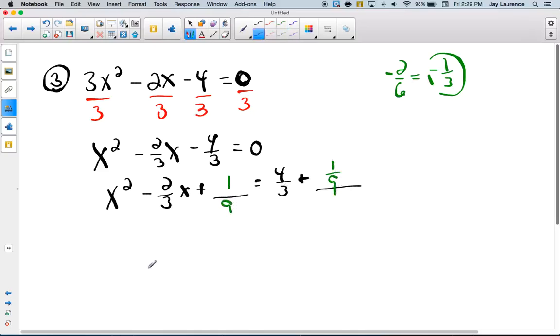Okay, left-hand side is ready to factor, so I'm going to get x minus, I know it's negative because b is negative, and then 1/3, right? And again, it matches the -1/3 and the -1/3.